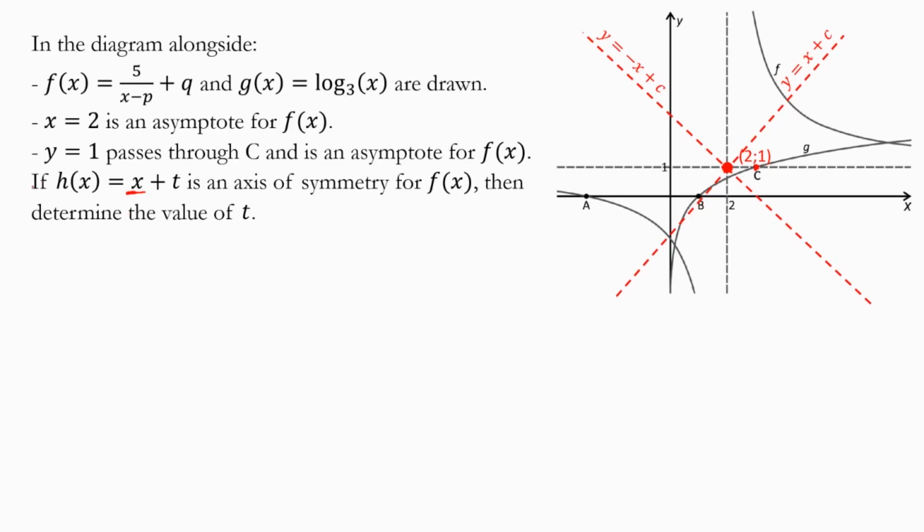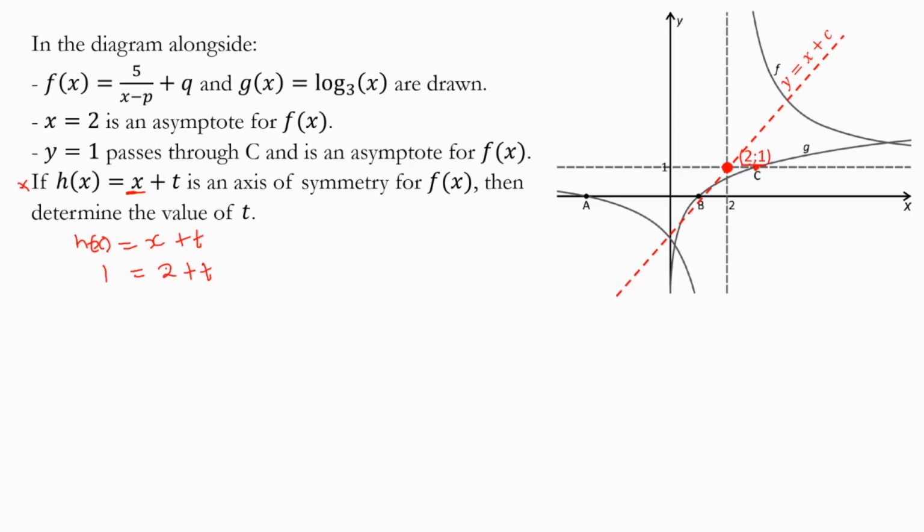Let's come back to our question. If h of x is equal to x plus t is an axis of symmetry for f of x, then determine the value of t. So we are just interested in this one. We have h of x is equal to x plus t. So h of x is our y. We have this point here where the axis of symmetry passes. So our y is 1, and the gradient is 1 here. So we just substitute our x, which is 2, and then plus t.